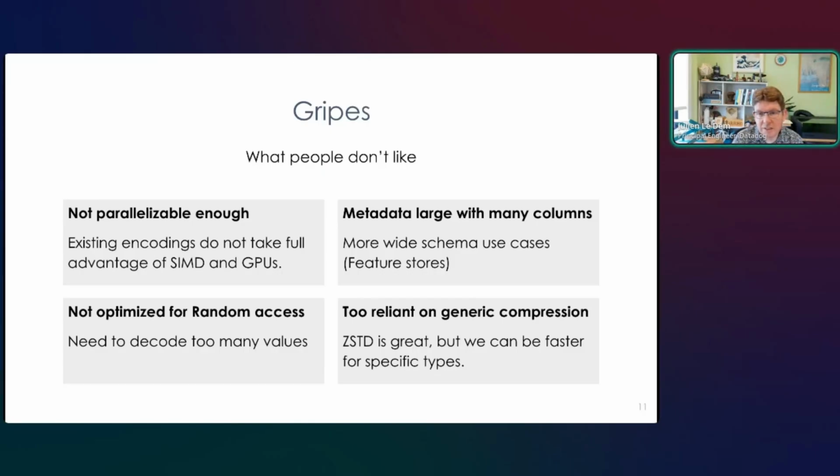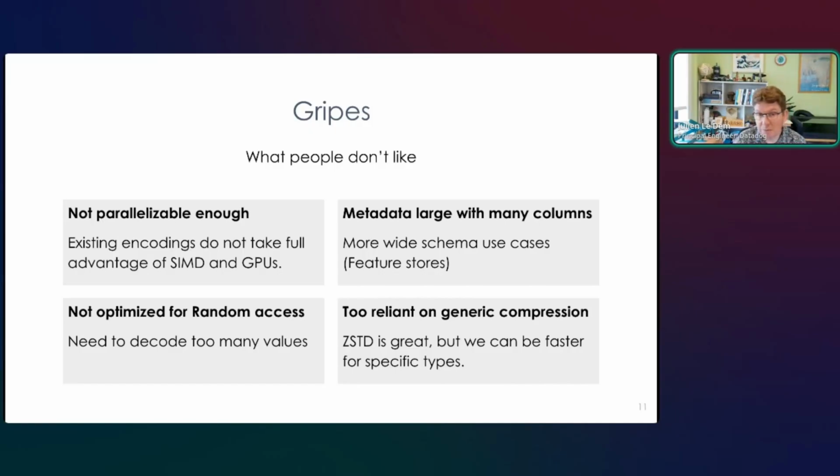Another inconvenience is that the metadata becomes large when you have many columns. At the time, we didn't have as many of those very wide schema use cases like we have for feature stores now. And so the metadata tends to be quite large and also doesn't let you skip easily in the metadata to look only at a few columns among many.